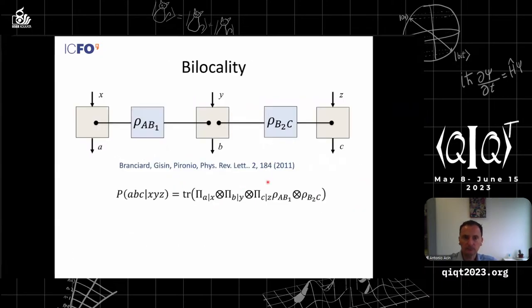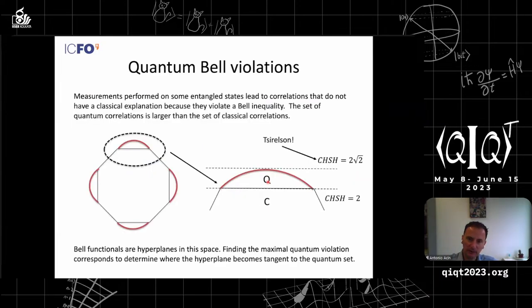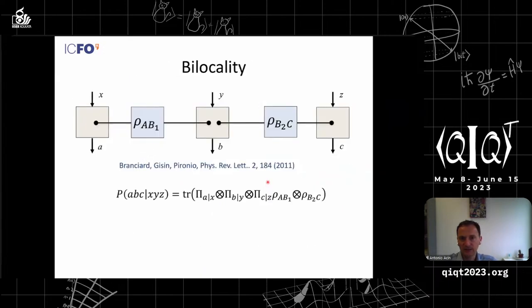So what is the simplest network that goes beyond the standard Alice and Bob network? One of the simplest networks you can think of is the one you get with entanglement swapping. You have now not one source, but two sources, rho A B1 and rho B2 C. These two states are sent to three observers now, Alice, Bob and Charlie. They implement different measurements and get different outputs. An important difference with respect to the previous case is that Bob gets two particles and may perform entangling measurements on these two particles.